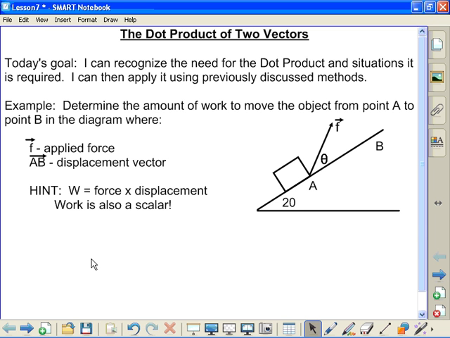So how do I come up with a dot product? I start with an example. So we want to know the amount of work to move an object from point A to point B. So this is another physics concept. So I understand that some people don't see this right away. Physics people should be all over this.